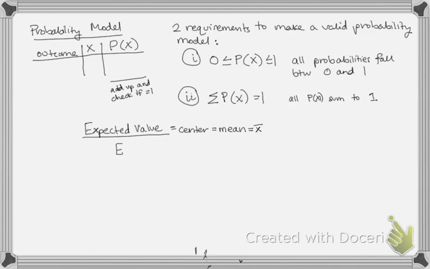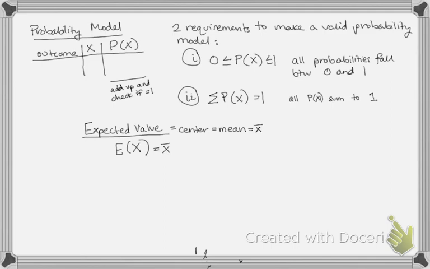And the expected value here is, this app is terrible. Whenever I put my hand on the app, it writes a little mark. So I apologize for that. But the expected value is denoted E of X. Okay, so E of capital X. And that's the same as the mean, or what to expect here.